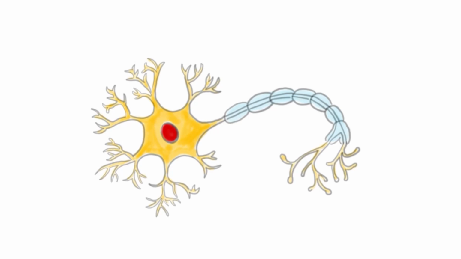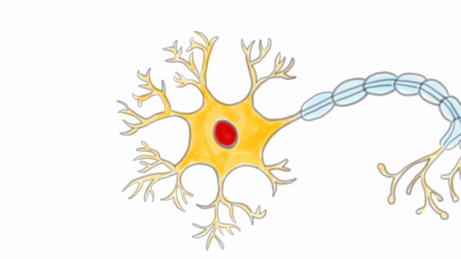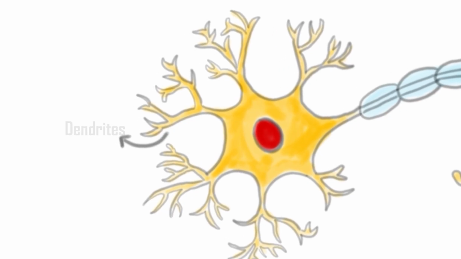They are branch-like extensions that spread out from the soma. Their job is to receive incoming signals from other neurons, and they act like tiny antennas. They pick up chemical messages and carry them towards the cell body. So the more dendrites a neuron has, the more connections it can form.